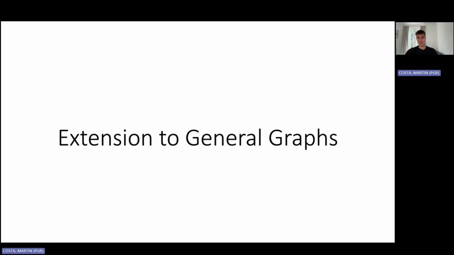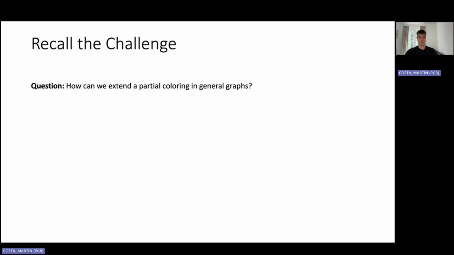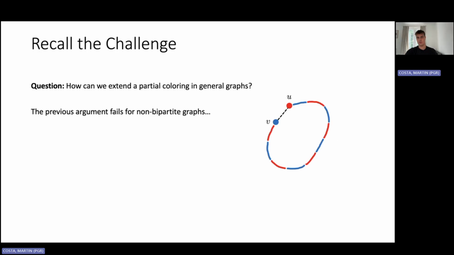So how can we extend this to general graphs? How can we even extend a partial coloring in general graphs, right? Our previous argument fails for non-bipartite graphs. In particular, if we have this alternating path starting at U, which also ends back at V, then it's not possible for us to extend the coloring to this edge just by flipping this alternating path. We need to do something more clever. And this is non-trivial, even ignoring the running time, and also requires us to use delta plus 1 colors somewhere, all right?